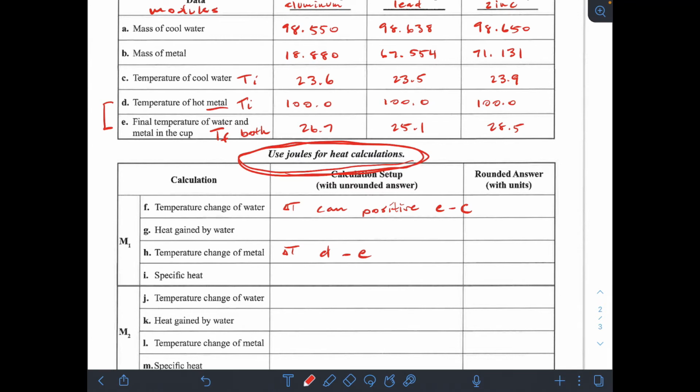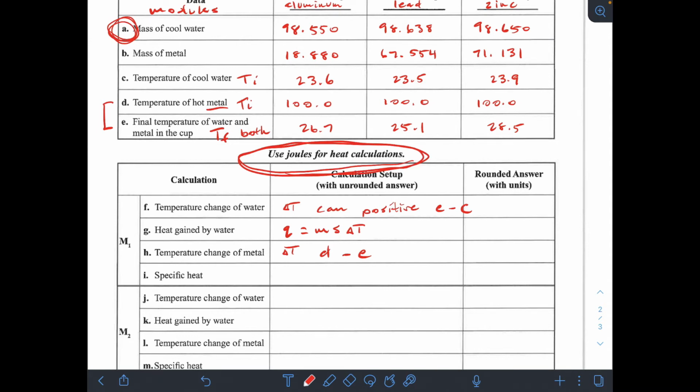Now your heat gained by the water, that is a Q equals MS delta T question. Okay, you have S of this, the specific heat of water, from the pre-lab. M you'll find right here in part A of your data. And so you can calculate Q for the water. Okay, be careful to watch your sig figs.